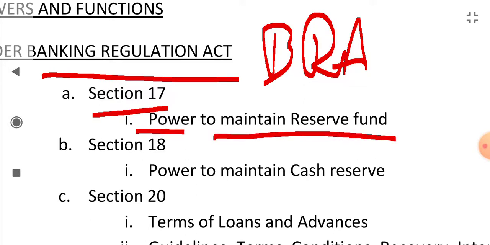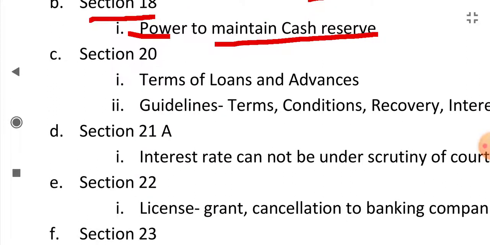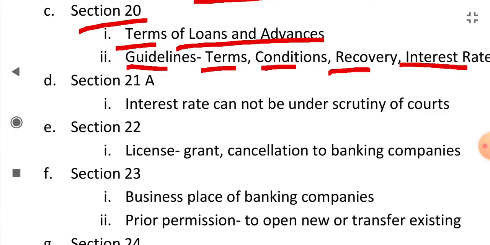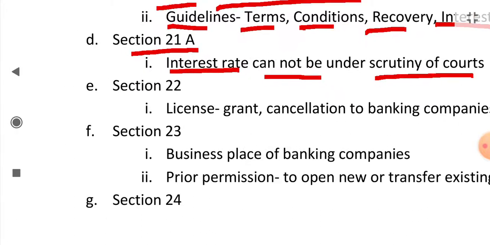The RBI has the power to direct the banks to maintain reserve funds. Under section 18, it has the power to ask the bank to maintain cash reserves. Under section 20, it has the power to dictate terms of the loans and advances and provide guidelines about the terms and conditions, recovery and interest rate of the loans and advances. Under section 21A, it is written that the interest rate which the banks provide to the general public cannot be under scrutiny of courts. The court cannot scrutinize the interest rate on which the banks provide loans and advances.